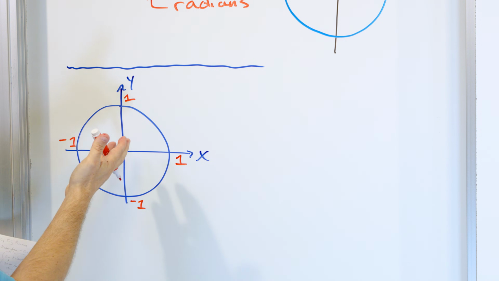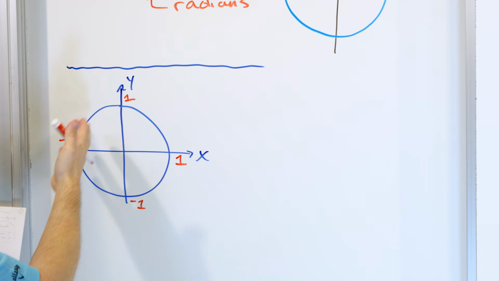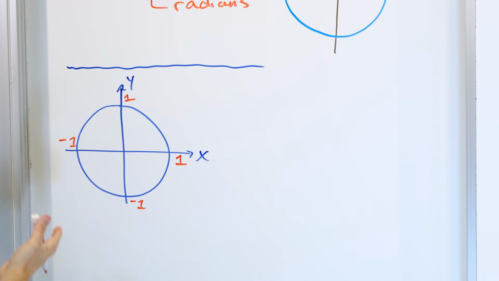1 what? What are we talking about? Well, it could be centimeters, millimeters, meters. It just depends on what distance unit you're working in. Let's call it meters. So this is 1 meter, 1 meter, 1 meter, 1 meter, like this.